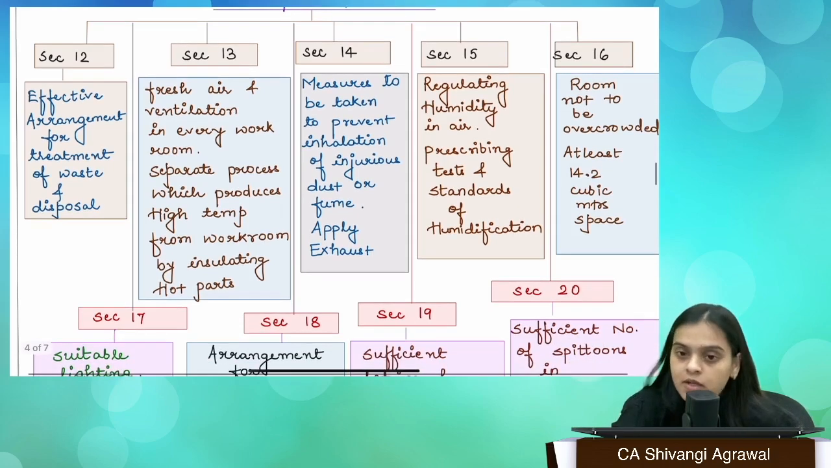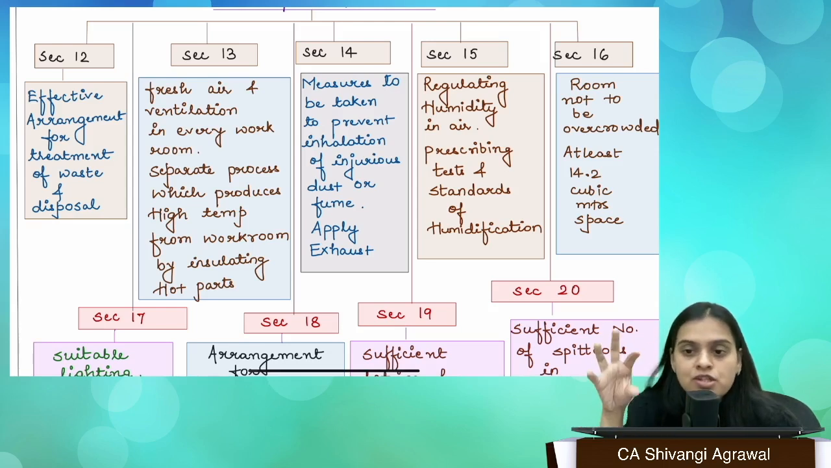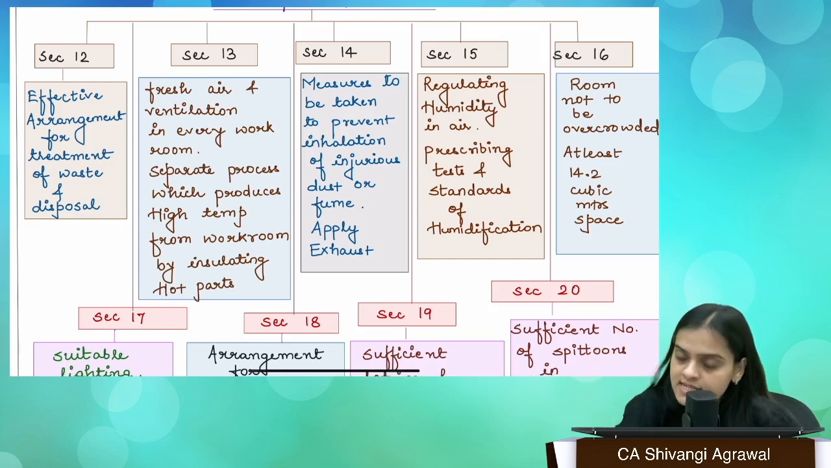Next is section 13, which talks about ventilation and temperature. Now there are two things in this. Ventilation: every factory room has to be properly ventilated. Why properly ventilated? Because factories are one such place that they need ample windows, ample doors for some fresh air to be circulated. Otherwise there will be a lot of suffocation.